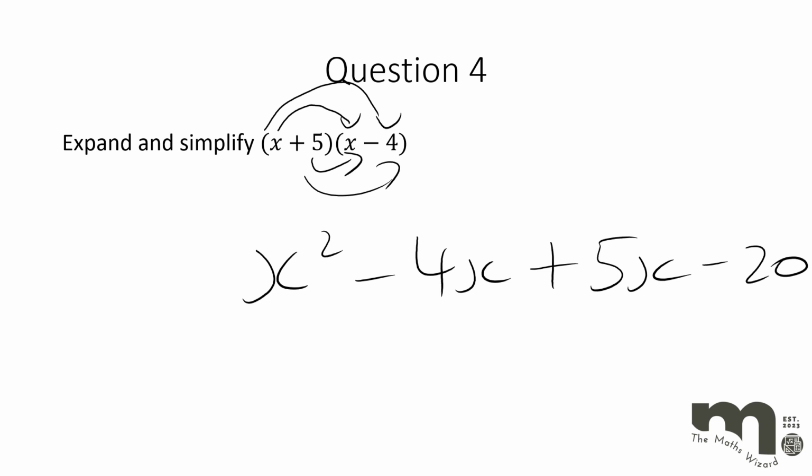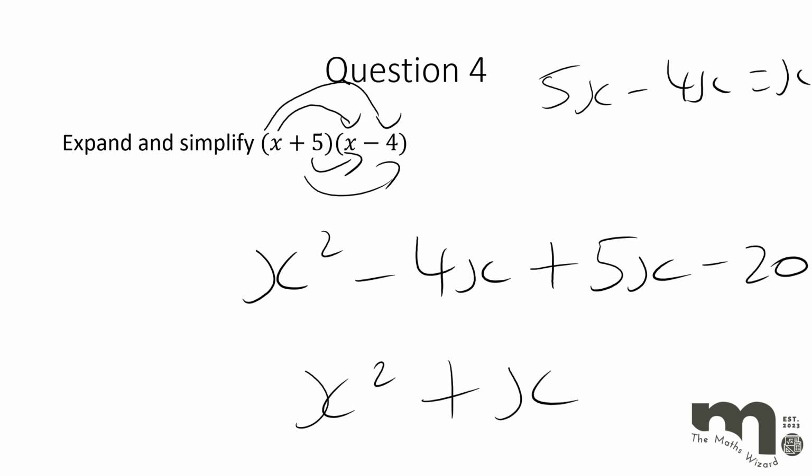So now we've got to get all of this together. So we're going to have x squared there. Now you've got minus 4 add 5 there, or, so 5x take away 4x, you could look at it like that. So that will just give you a positive x in the middle. And then we've got our minus 20 on the end just there.